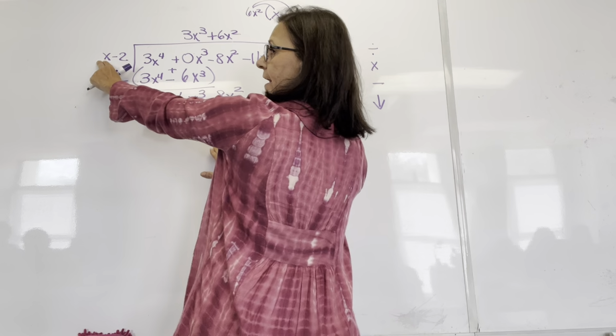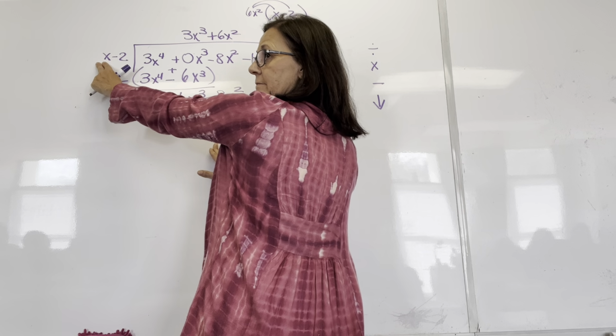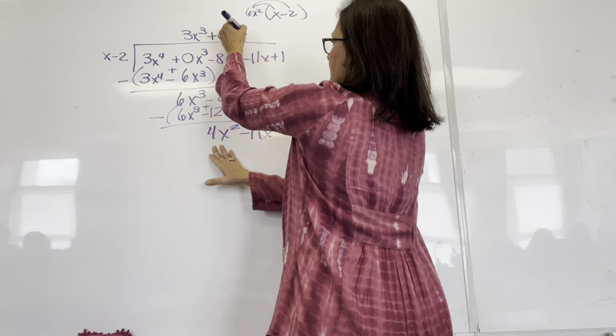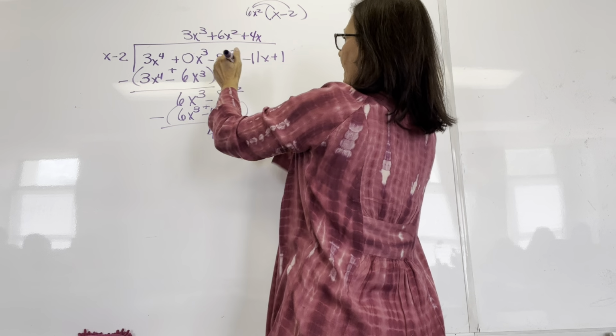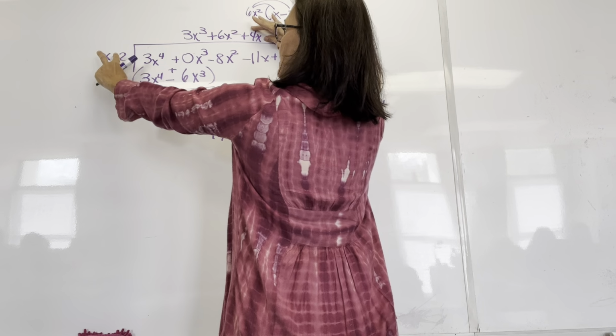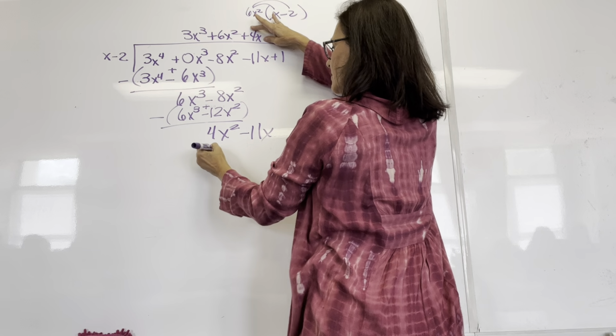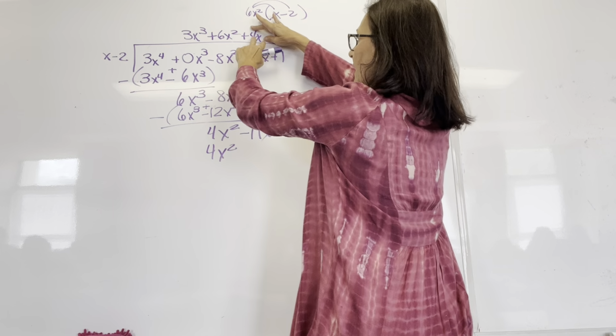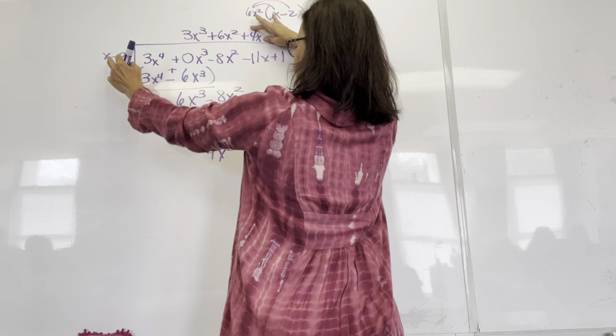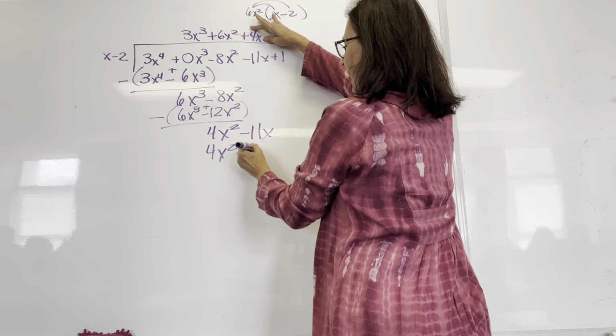4x squared divided by x is 4x. Now I'm distributing the 4x to this binomial. So it's 4x times x, which is 4x squared. Then it's 4x times negative 2, which is negative 8x.